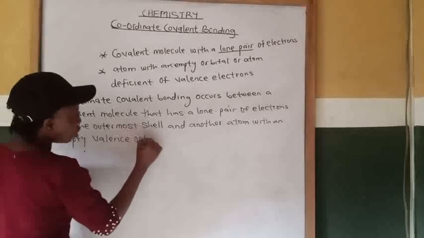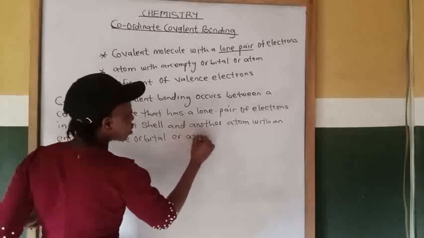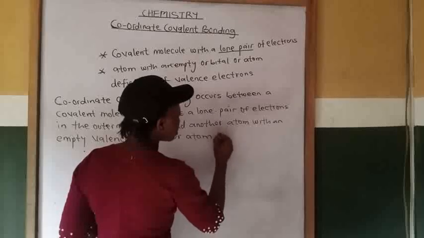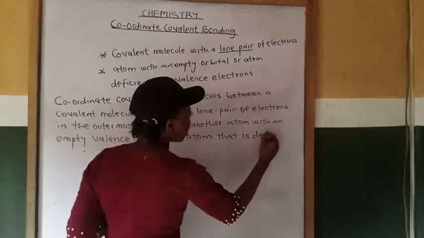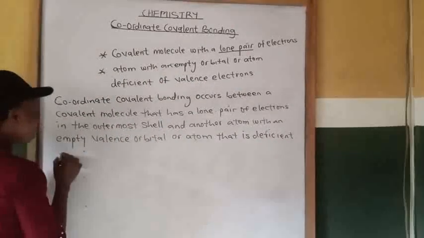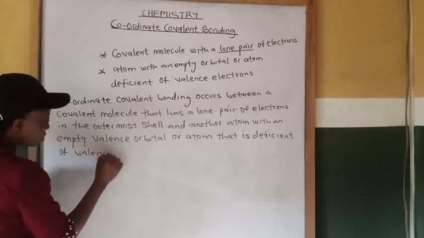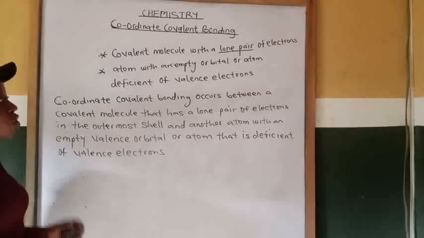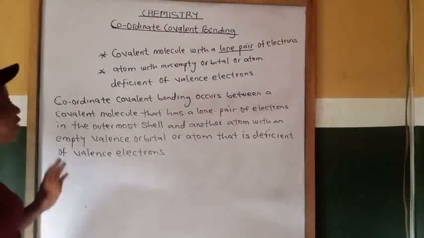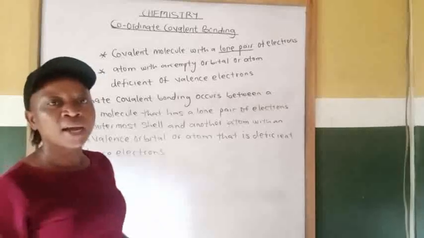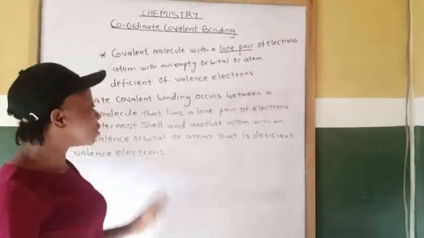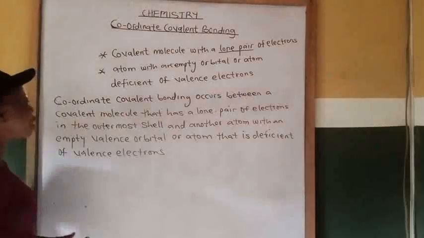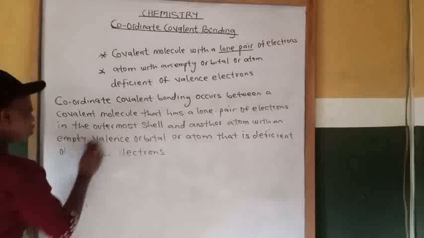or an atom that is deficient of valence electrons. So that is the definition of coordinate covalent bonding. So it occurs between a covalent molecule that has a lone pair of electrons, and another atom with an empty valence orbital, or an atom that is deficient of valence electrons. So let's take another example on coordinate covalent bonding.